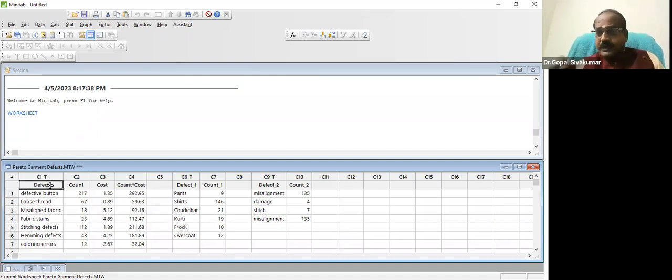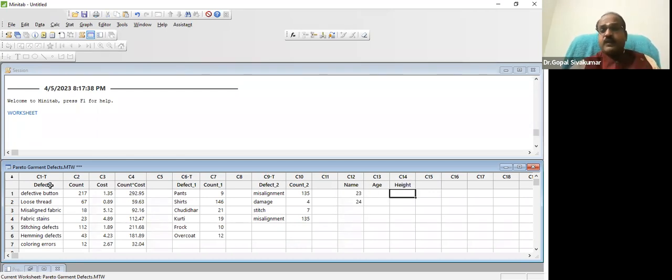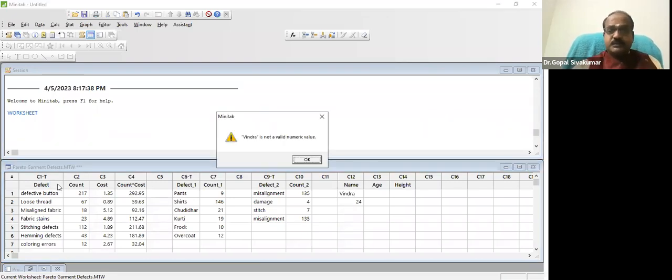This is called header. For every column, you can have a header, some title, right? You can give the header and then you can type the values. Suppose I am collecting all your age. Maybe I want to collect your name, and then I want to collect your age, and then I want to collect your height. All that I can do. So for name I have Vindra.